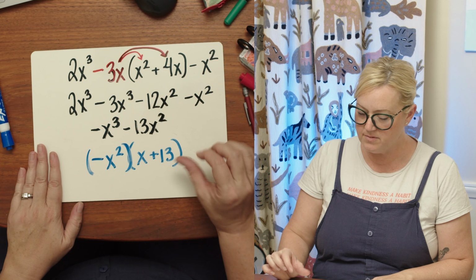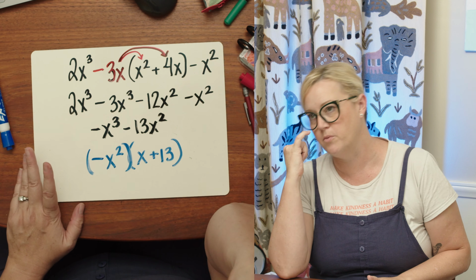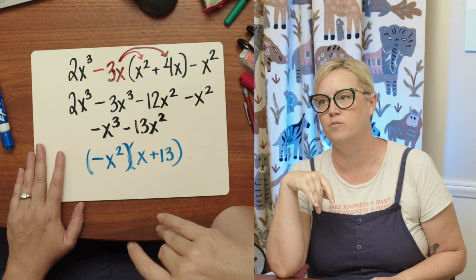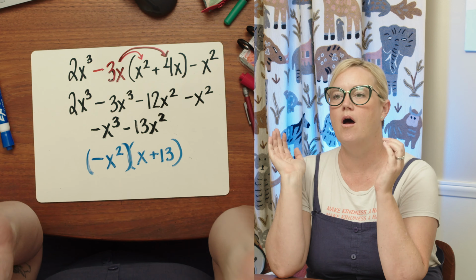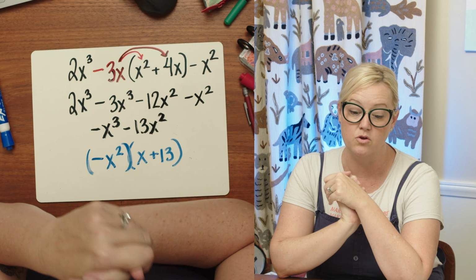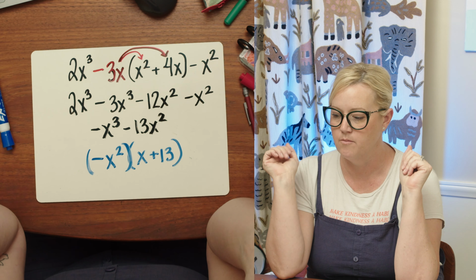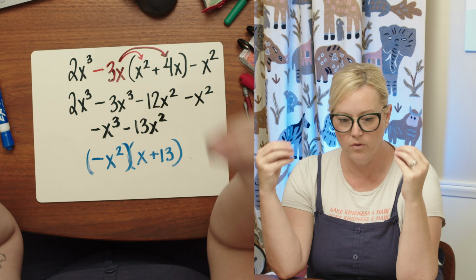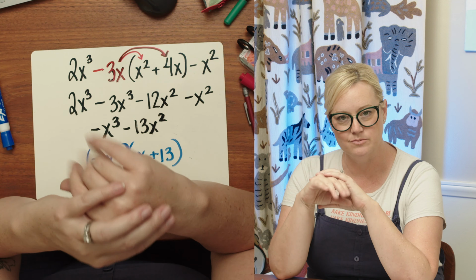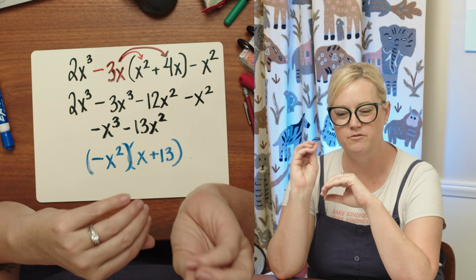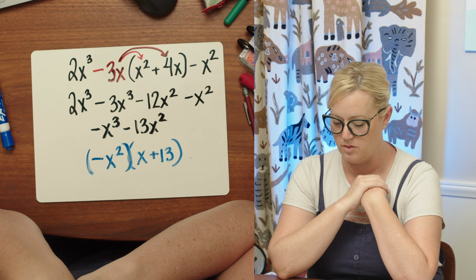But really the big takeaway with polynomials is you can always multiply things together. You can multiply anything together that you really want to, or that you need to. The only thing that's a little bit tricky is adding and subtracting. Those are the only two things that you have to be really careful about with combining them.